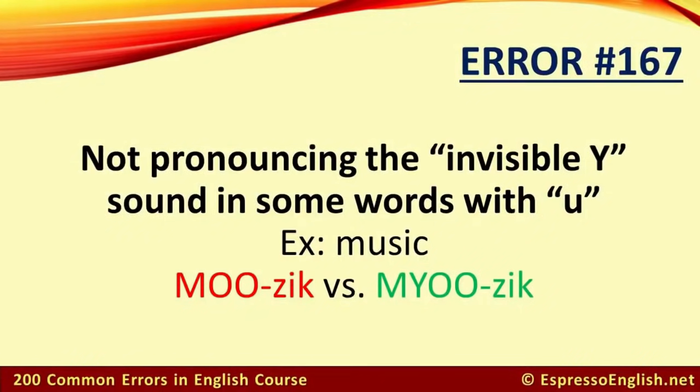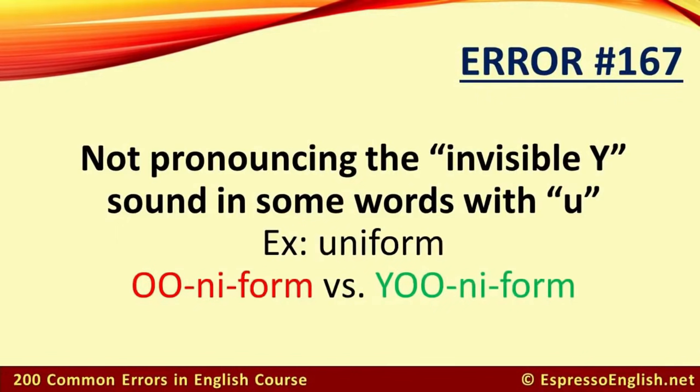Error number 167. The final mistake we'll cover in this lesson has to do with what I like to call the invisible Y sound. Some English learners pronounce this word like music instead of music. Can you hear the difference? It also happens with uniform. Don't say uniform, say uniform. The letter U should be pronounced like yoo, not just oo.